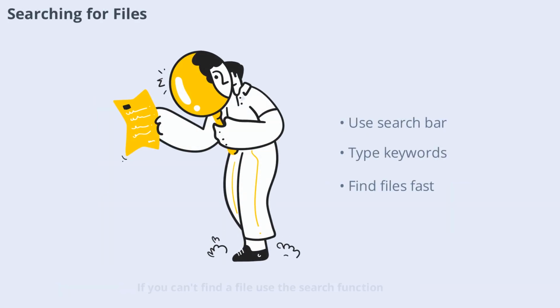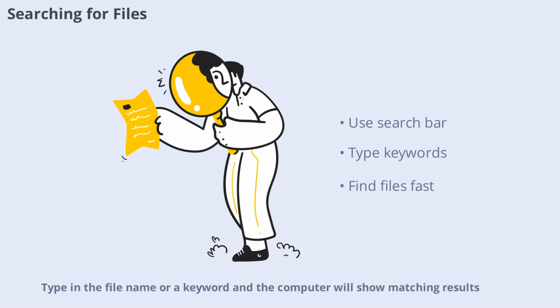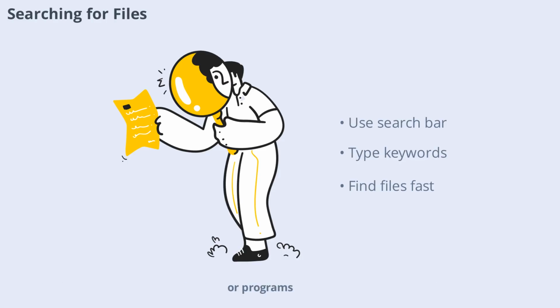If you can't find a file, use the search function. Most computers have a search bar in the Start menu or File Explorer. Type in the file name or a keyword and the computer will show matching results. This feature saves time and helps you quickly locate important documents, photos, or programs.